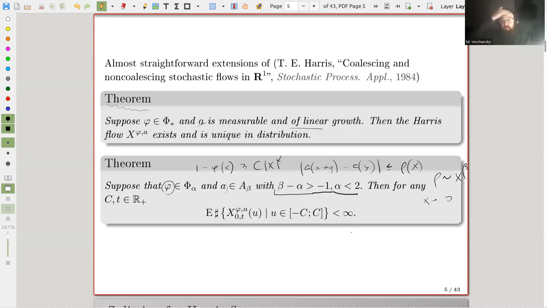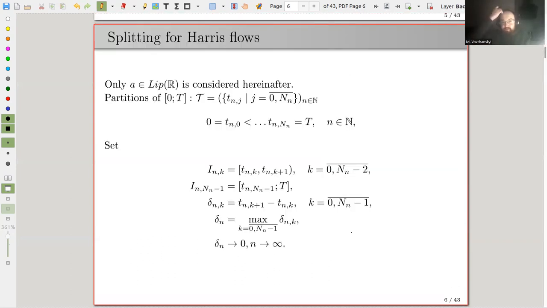Now, what is splitting? Here I will consider, unless stated otherwise, only Lipschitz continuous drifts A.